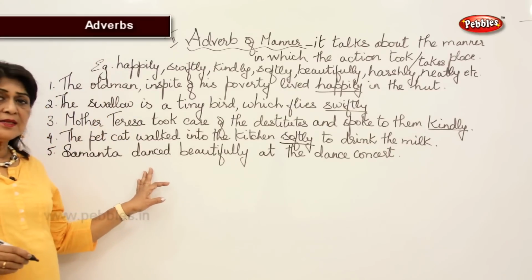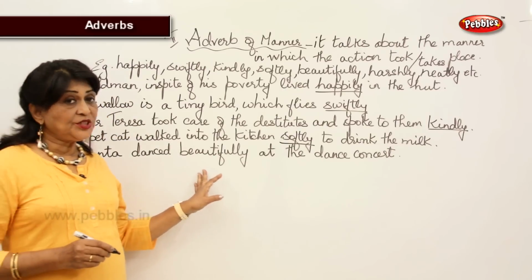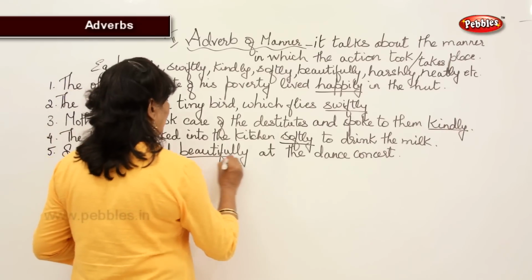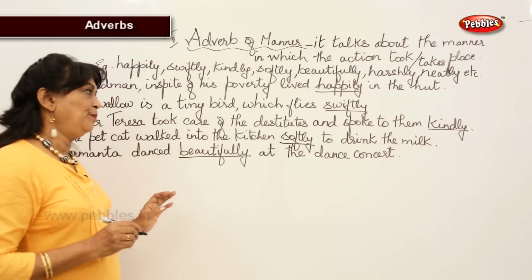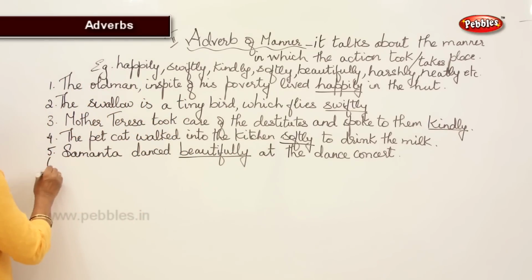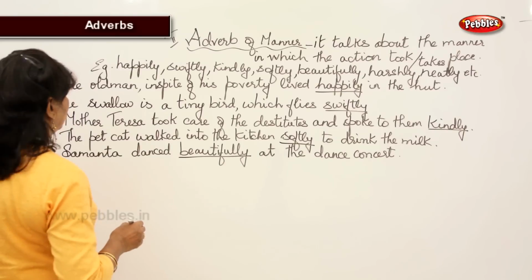Okay, danced is the verb, and how did she dance? Beautifully. This is the adverb of manner. Okay.